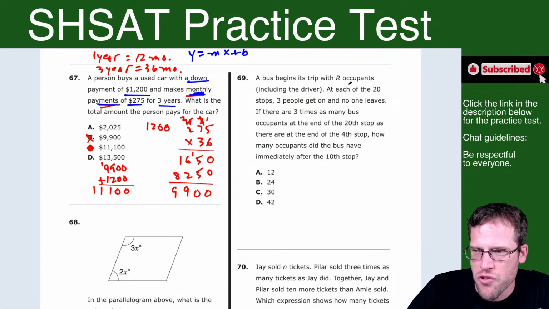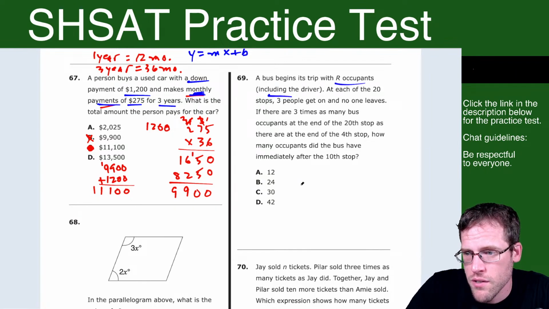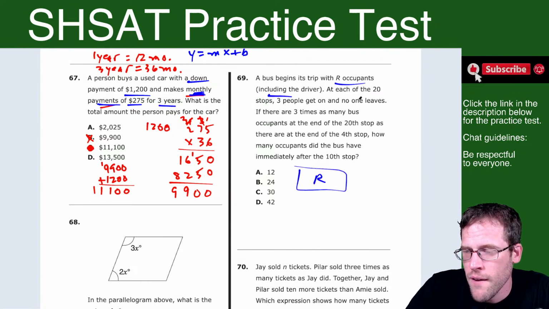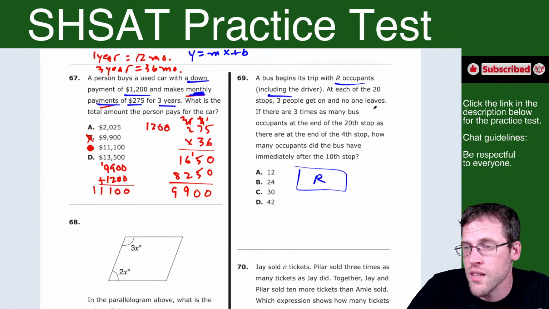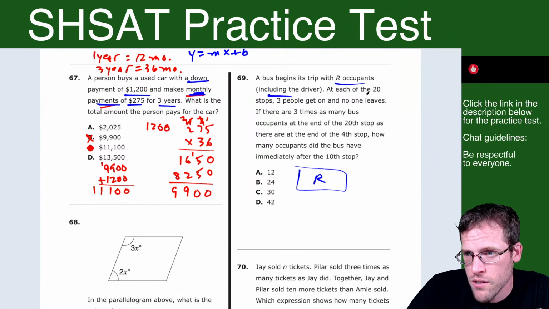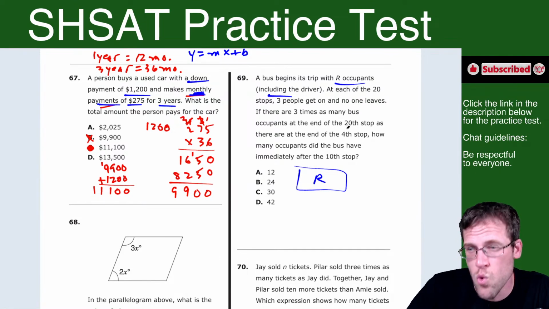Question 69. A bus begins its trip with R occupants, including the driver. So there's R people. At each of the 20 stops, 3 people get on and no one leaves. So that's 60 more people. If there are 3 times as many bus occupants at the end of the 20th stop as there are at the end of the 4th stop... Ooh, wow, I like that.